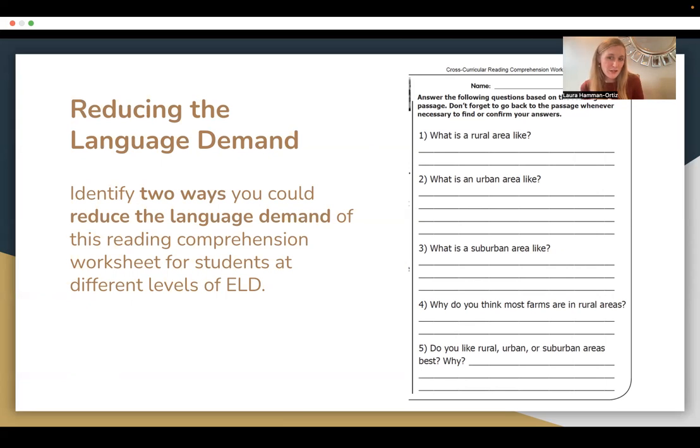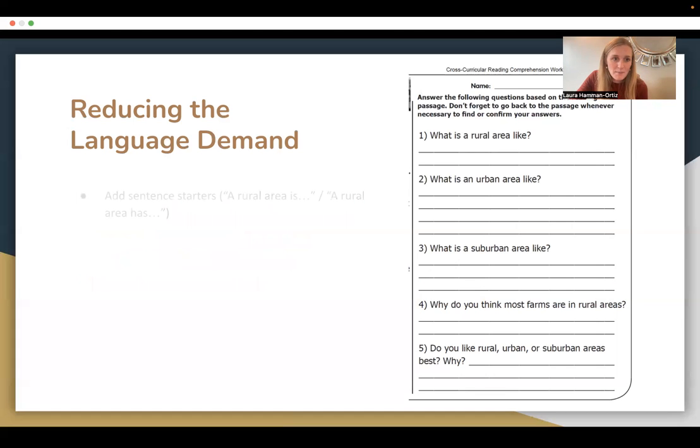All right, feel free to pause the video if you want more time to think, but we'll move on to some ideas now. One simple way to reduce the language demand is to add sentence starters. A rural area is, or a rural area has, and then students can complete the sentence. Or fill in the blank if you give them some additional words in a word bank. So giving them some of that initial sentence starter reduces the language that you're asking them to produce.